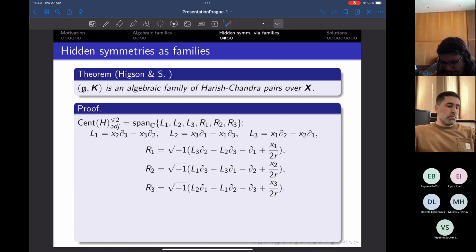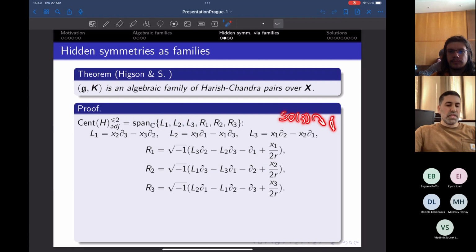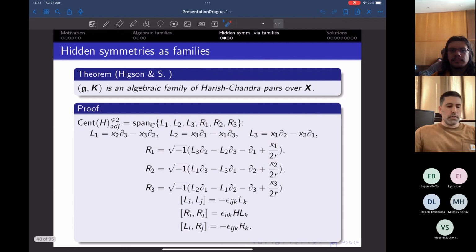As you can guess, by the way, the span of the Li's generates a copy of the three-dimensional irreducible representation of SO3, and the same goes for the Ri's. They generate isomorphic representations of SO3. So as a set that we use to generate G under the action of C of H, this is the set, the collection of the Li's and Ri's.